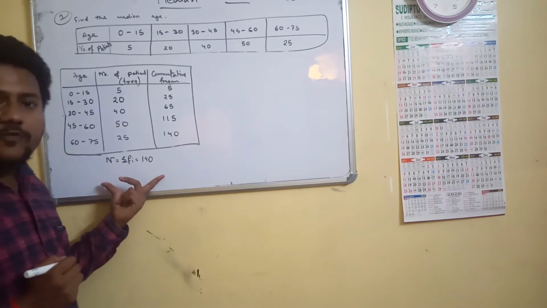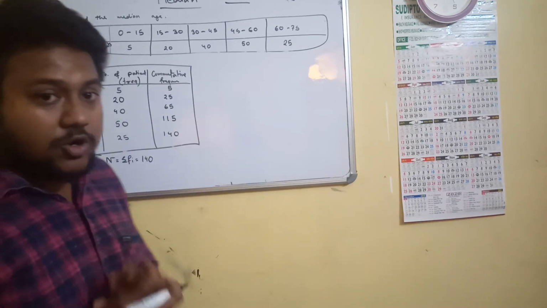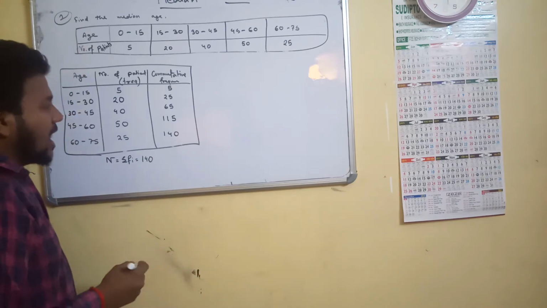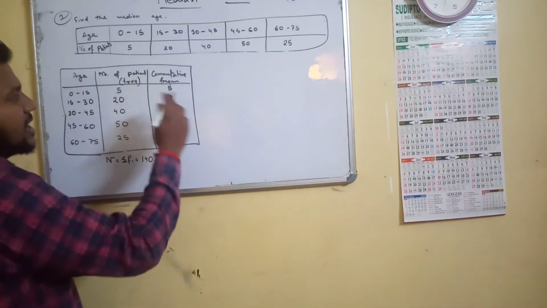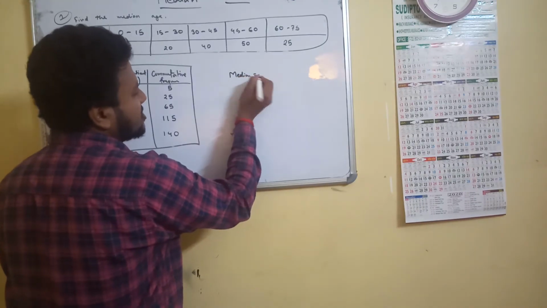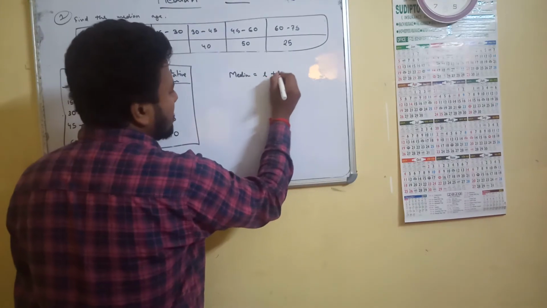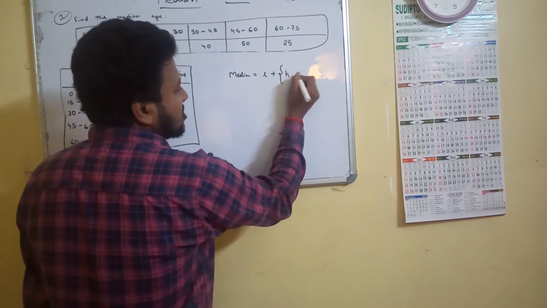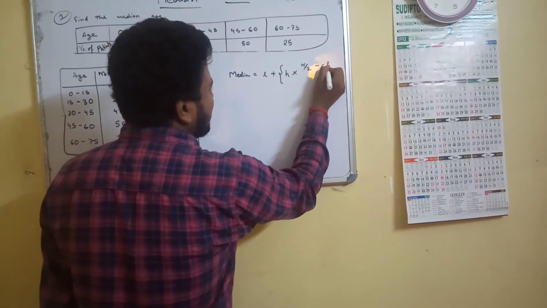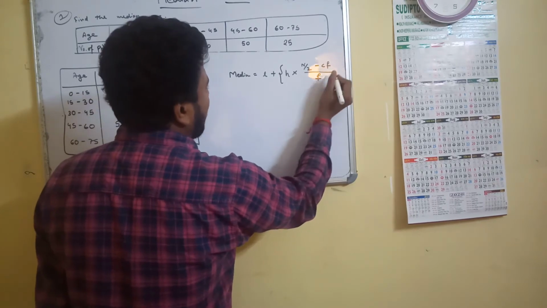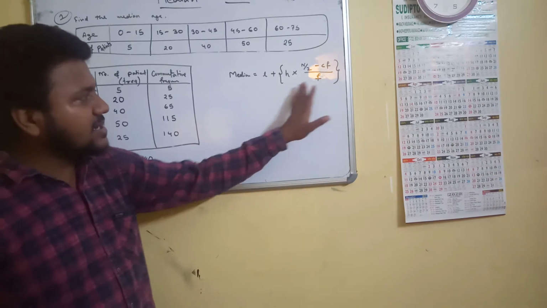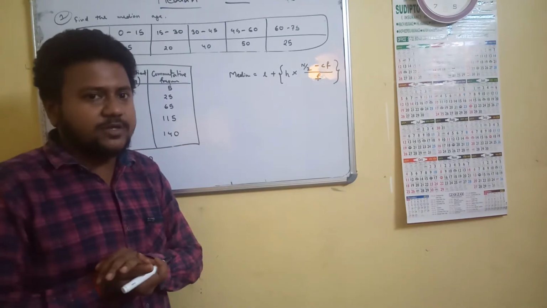This is not enough to find the median. In order to find the median, we have to go through some more steps. The median of this particular data is always given by the formula: Median equals L plus H into (N by 2 minus CF) divided by F. Some of these terms may be unknown to you, so we are going to elaborate them.